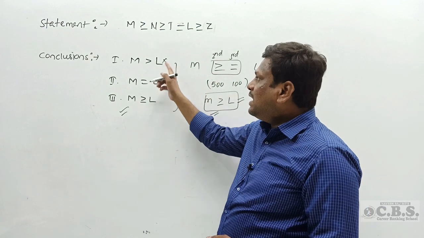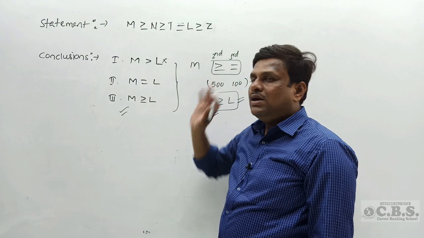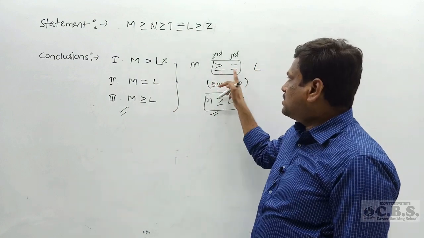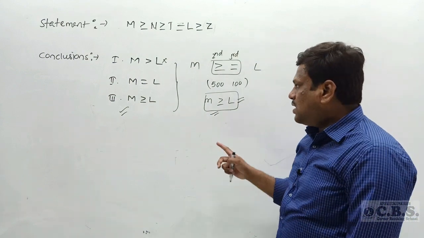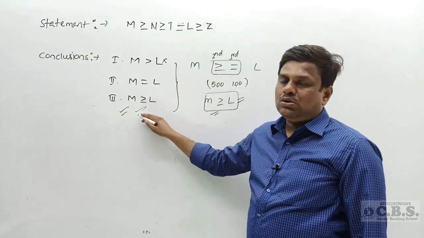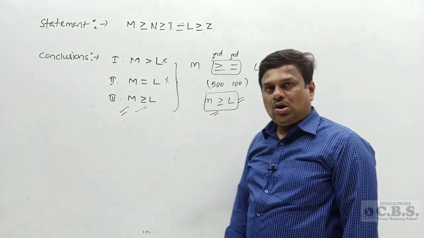If M and L have the more than symbol in the statement, in that condition we choose only M more than L. But here M and L have only two types of symbols, more than or equal to and equal to. As per the ranking system, M more than or equal to L is the preferable answer. So the third conclusion logically follows, and the first and second are absolutely wrong.